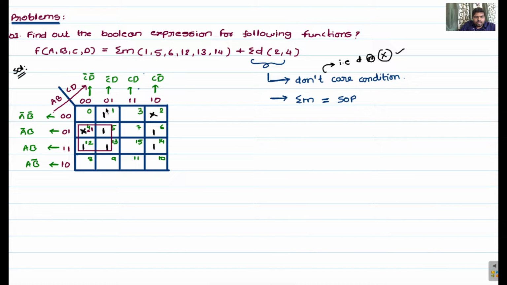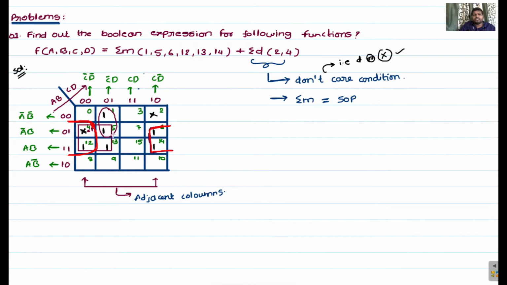Next, if you observe, this is one pair, right? So here I am indicating one pair. This is one pair, and this is one pair. If you observe these 2 columns, they are adjacent columns, right? So these 2 pairs will form another quad. That means we have 2 quads and 1 pair.